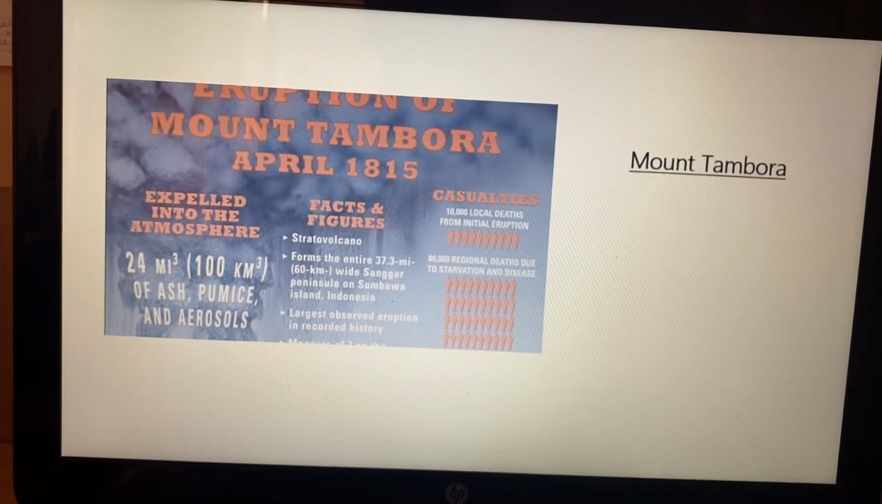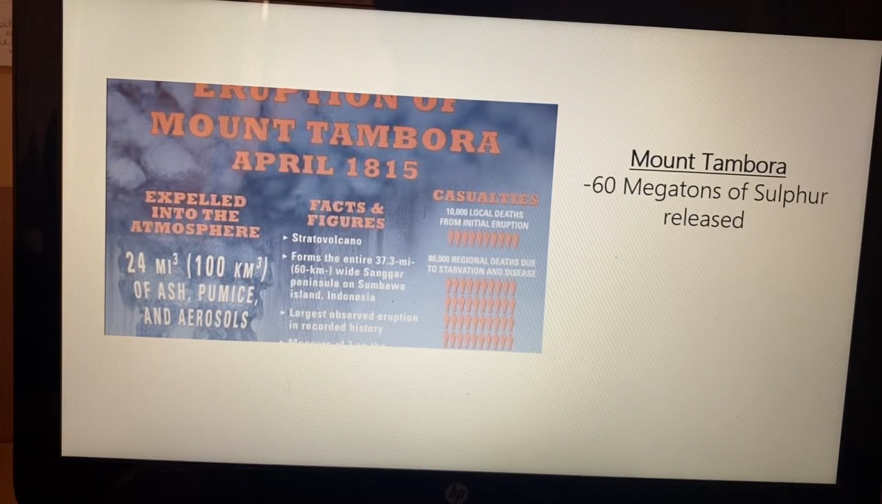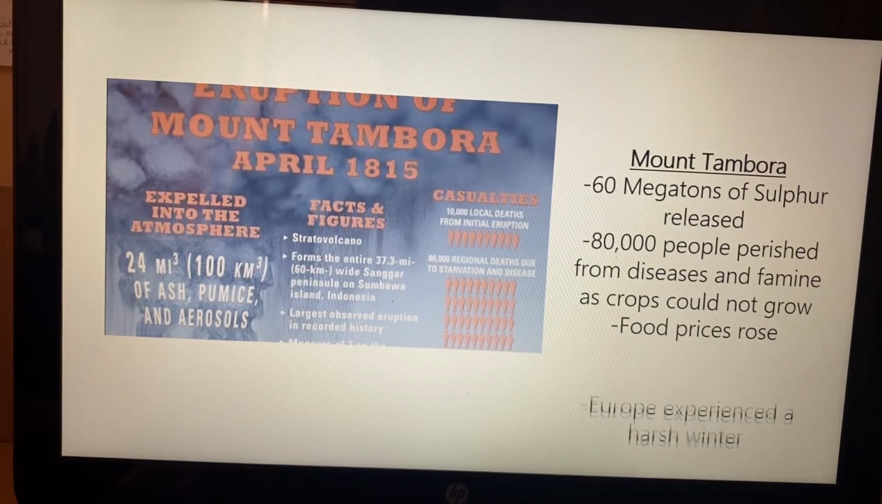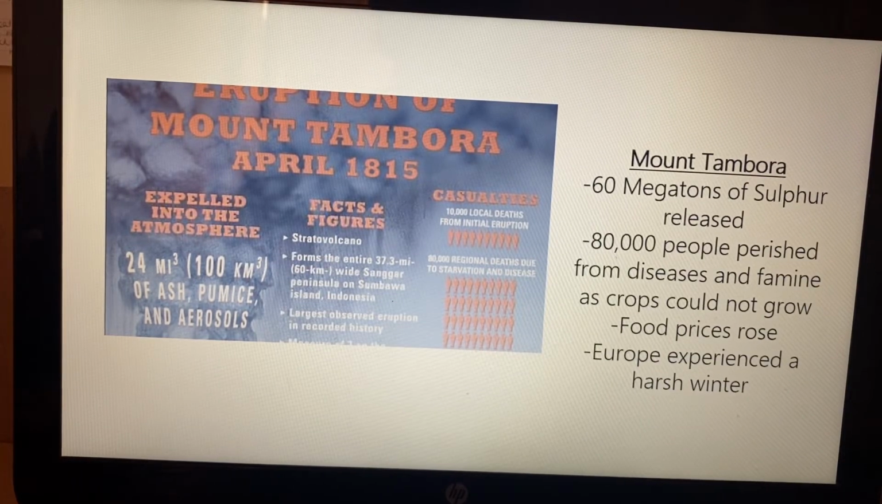An example you may have studied was Mount Tambora, which led to huge devastation in Europe. Crops failed to grow, food prices rose, and it was one of the harshest winters experienced in Europe.